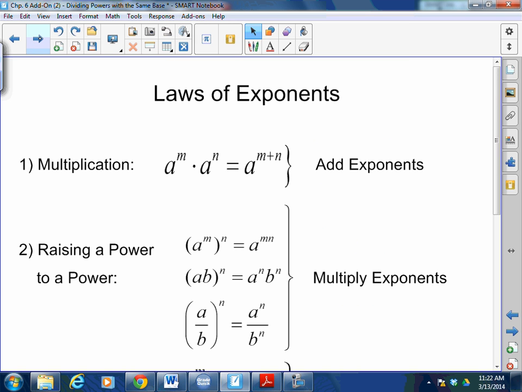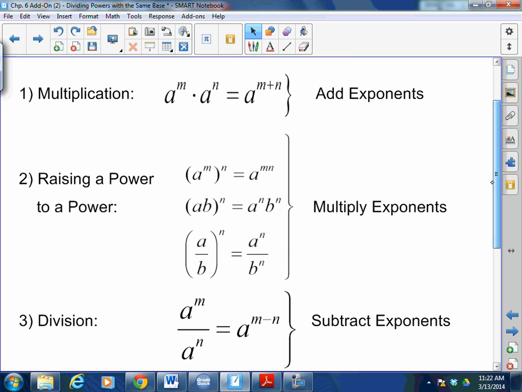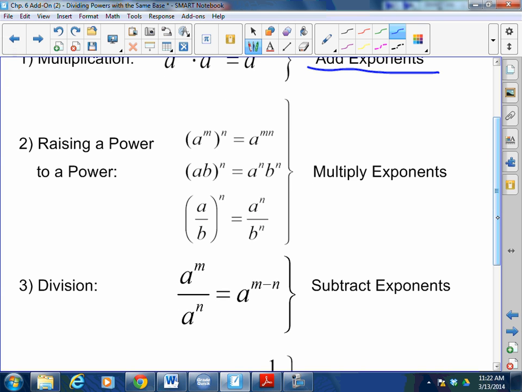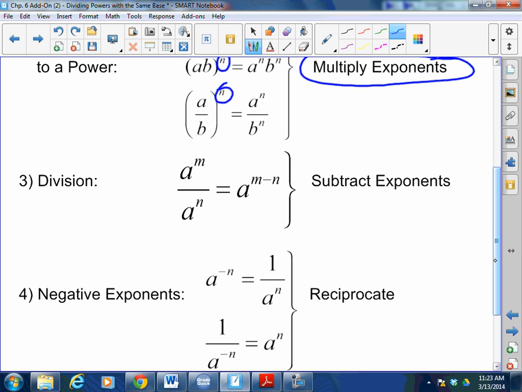You have now learned the law of exponents. All the laws. Multiplication. When I multiply the same base, I add the exponents. When I raise a power to a power, I distribute the outside exponent and multiply all the exponents by the outside exponent. Division. When I divide the same base, I subtract the exponents and keep the base.